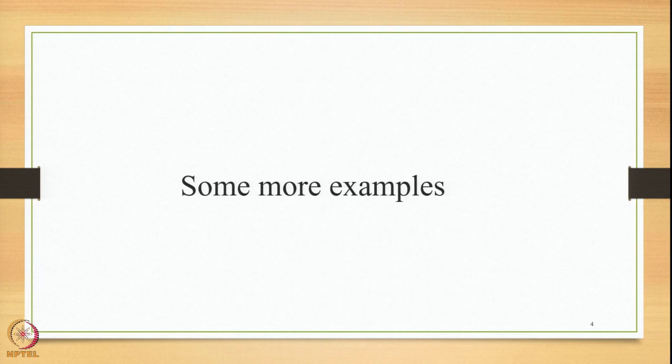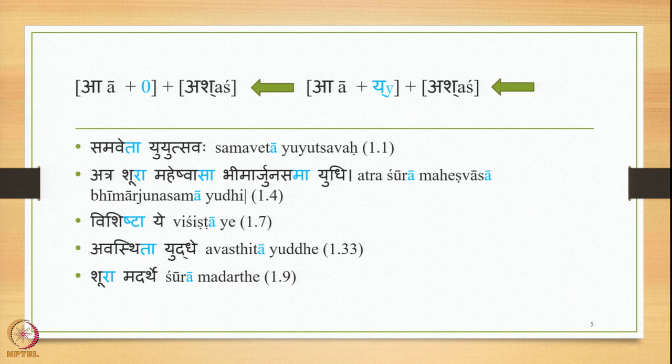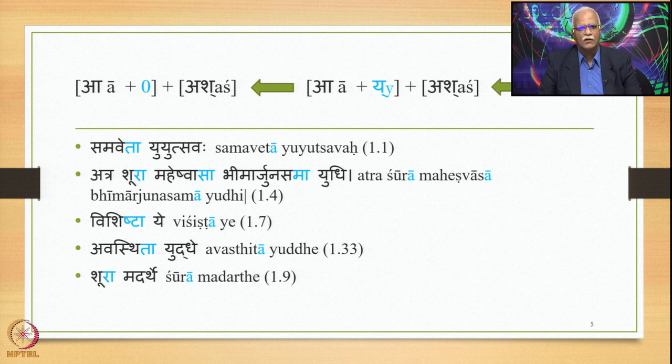So, in this final lecture, let us look at the summary of the course. We were dealing with some examples from Srimad Bhagavad Gita and studying some strategies to split the sandhi. Let us take some more examples. Here we have examples of a plus o plus ash being the output, from which we can get the input, namely a plus yar plus ash. Applying the same procedure we saw in the previous lecture, we get a plus ru plus ash as the earlier input, and further backwards we can get a plus s plus ash as the input.